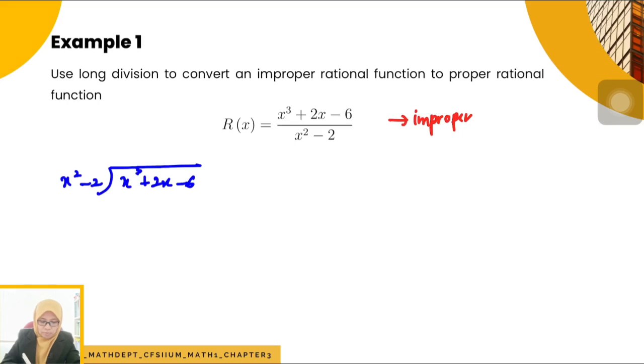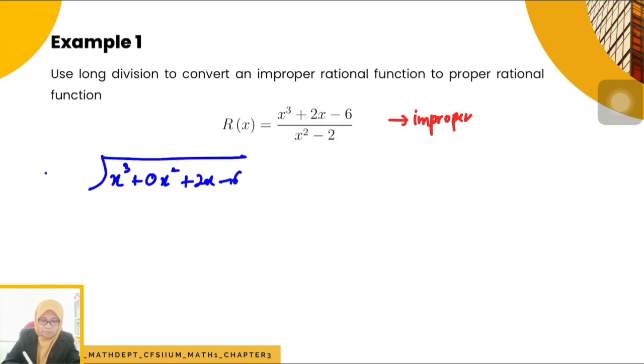So what do we have to put here in order to remove x cubed? First, since we have a missing term here, it's better for us to put 0x squared. So x cubed plus 0x squared plus 2x minus 6, and then divided by the divisor, which is quadratic, x squared minus 2. So the first step, we need to remove x cubed, and we have x squared here.